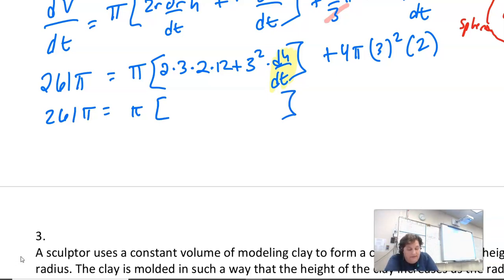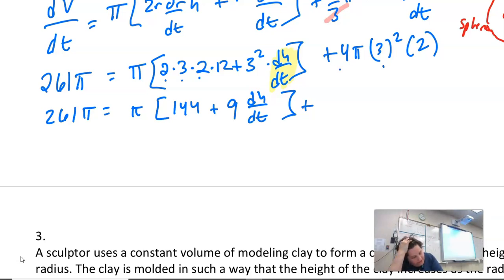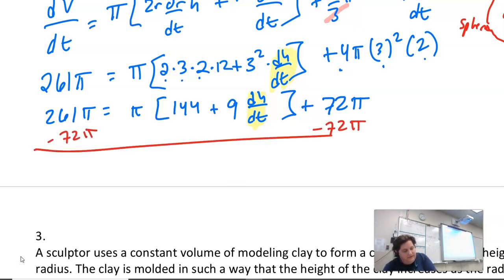Let's see here. I mean, I say that, but I don't really know what's happening yet. All right, I'm going to go this way. Okay, 2 times 2 is 4 times 3 is 12. 12 times 12 is 144 plus 9 dH dt. Okay, 3 squared is 9 times 4. No, let's go 4 times 2 is 8 times 9 is 72. Ugh, math is hard. Okay, cool, right? So remember that we're just trying to get to dH dt, so I'm going to take this apart one step at a time. I am going to minus 72 pi from both sides.